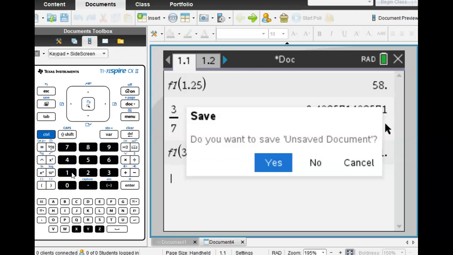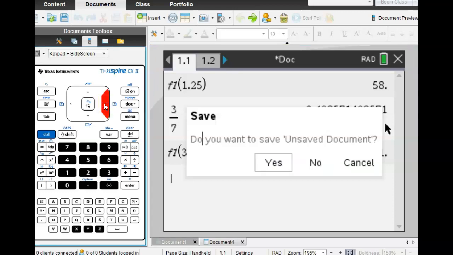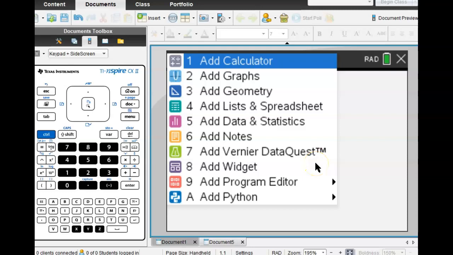It's going to ask you, do you want to save unsaved document? Your answer is no. So you can arrow over and choose no. Okay, but mine starts doing weird things, so I have to click it over here. But say no, then this should pop up.